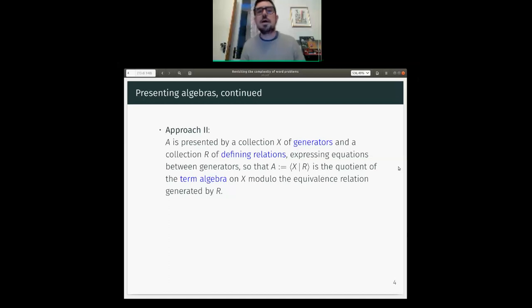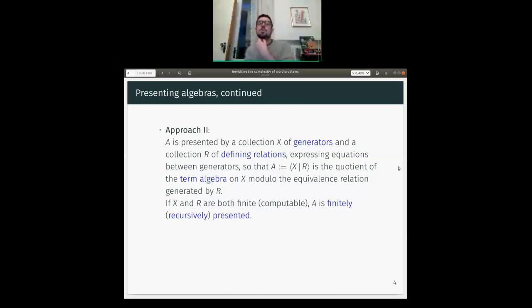So what you have in this second approach is that a certain algebra A is presented by a collection X of generators, obviously, and a collection R of defining relations. They just express equations over these generators, okay? And then A will be just the quotient of the term algebra, so basically the algebra in which the elements are just finite strings of generators. So the generators act freely, and modulo the equations expressed in this collection R of defining relations, okay? All of this is obvious; it is in any basic course in algebra. So you have in particular that if X and R are both finite, then A is finitely presented. And if X and R are computable, then the structure A is recursively presented.